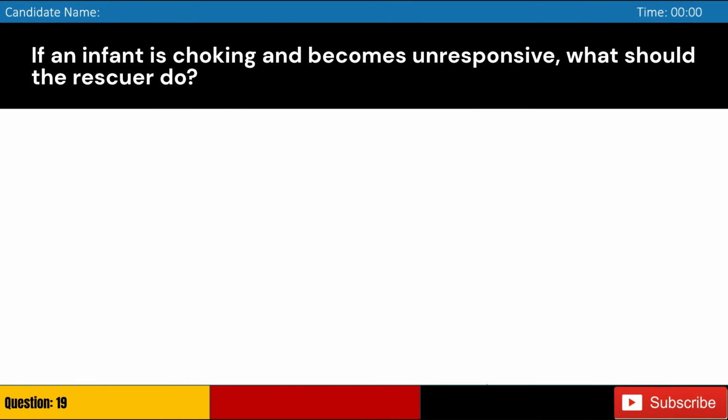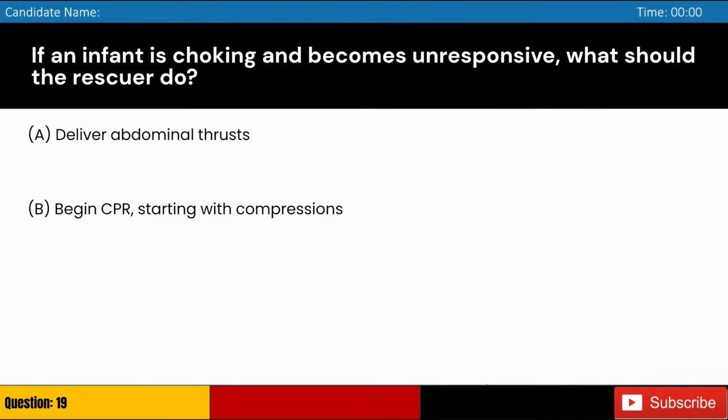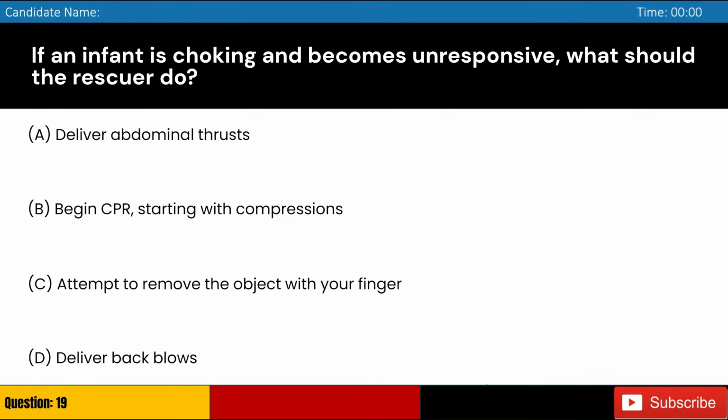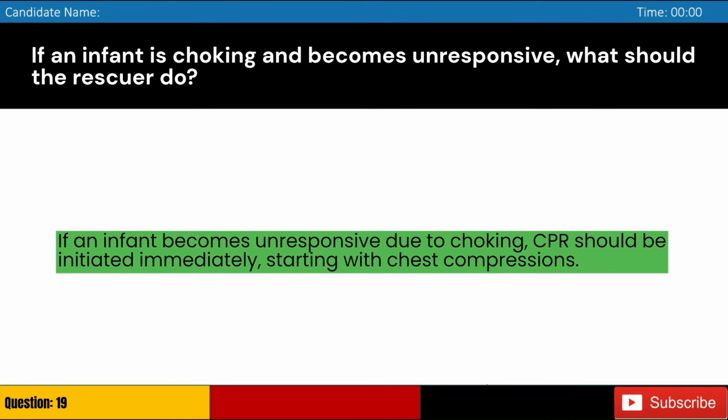If an infant is choking and becomes unresponsive, what should the rescuer do? A. Deliver abdominal thrusts. B. Begin CPR, starting with compressions. C. Attempt to remove the object with your finger. D. Deliver back blows. Answer, B. If an infant becomes unresponsive due to choking, CPR should be initiated immediately, starting with chest compressions.